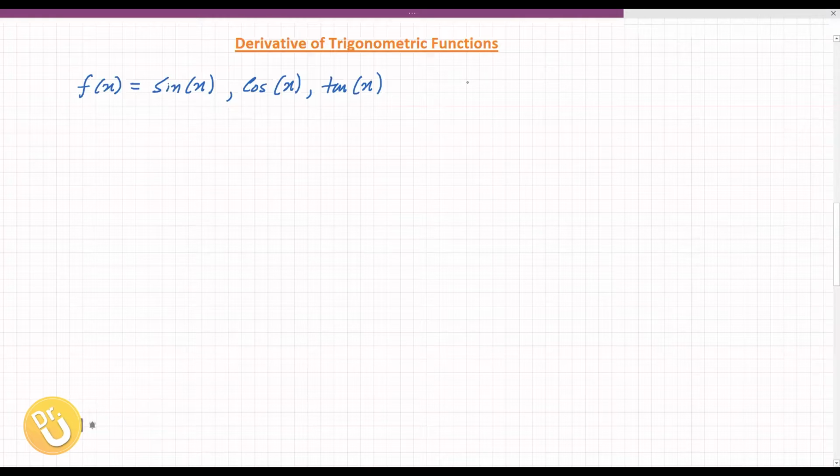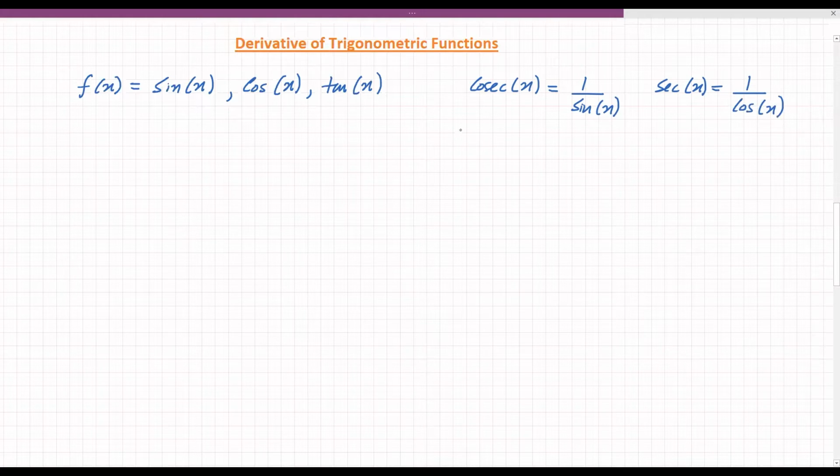Apart from that, we know in trigonometry we have cosec x. Cosec x is nothing but 1 divided by sin x. Then we have sec x. Sec x is nothing but 1 divided by cos x. Then we have cot x. Cot x is nothing but 1 divided by tan x.